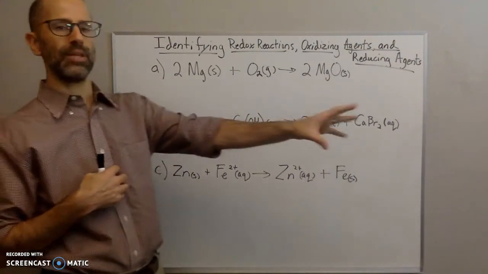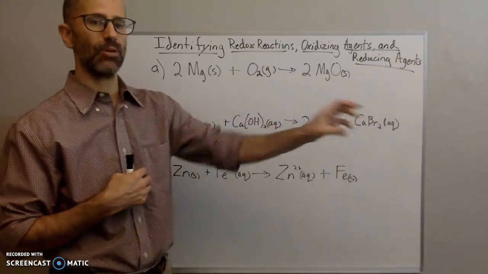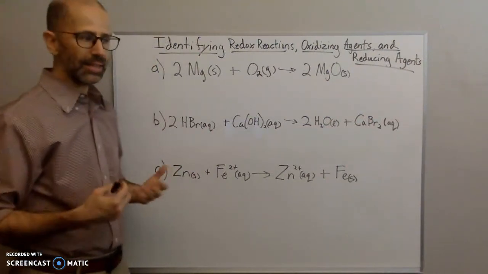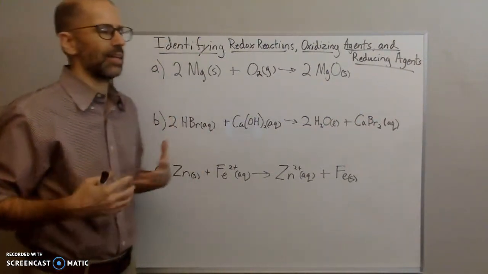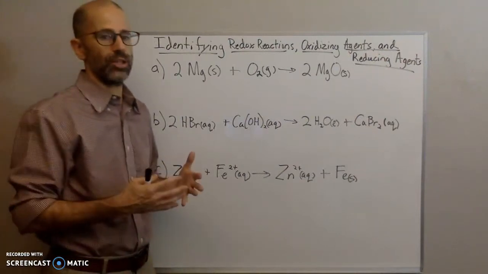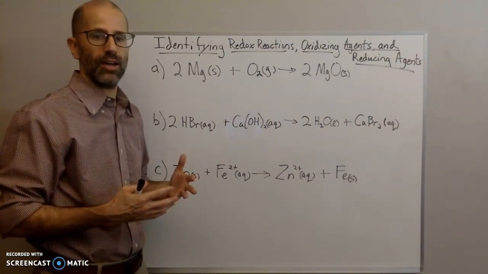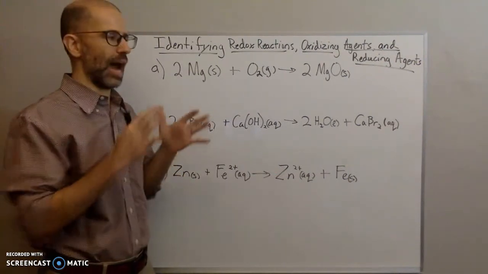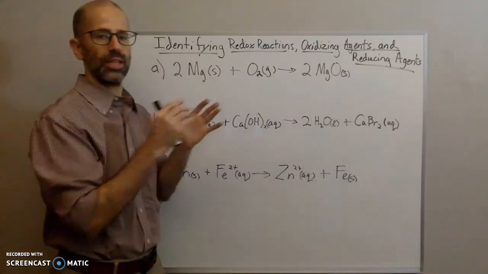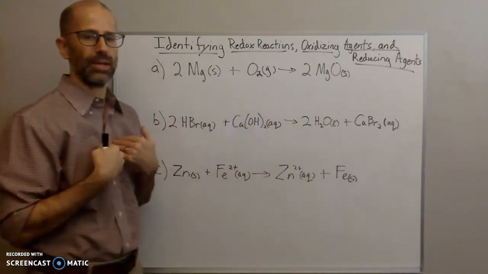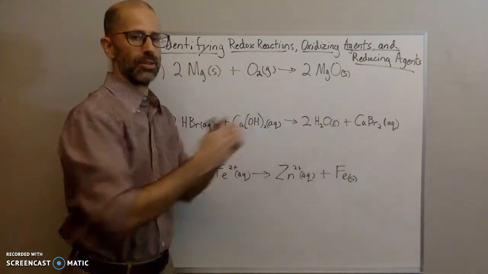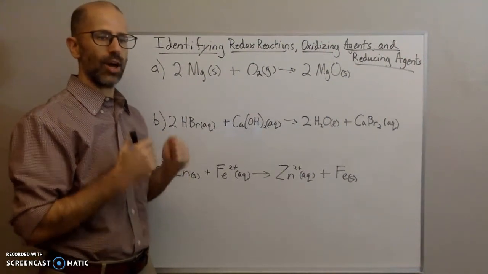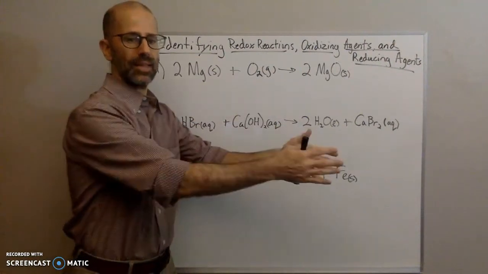So what do we call the thing that is taking the electrons? What about the oxidizing agent? The oxidizing agent is the same idea. It is that which is doing the oxidizing. If I am an oxidizing agent, I'm going to oxidize something else. I'm not doing it to myself, I'm doing it to something else. So the oxidizing agent is the agent that causes something to be oxidized.